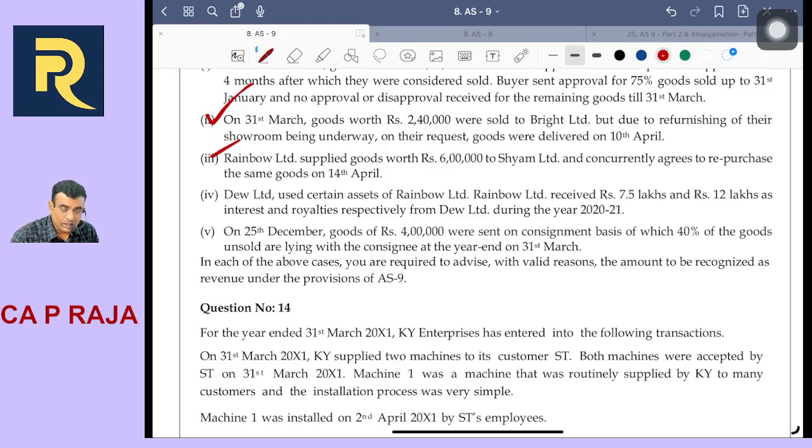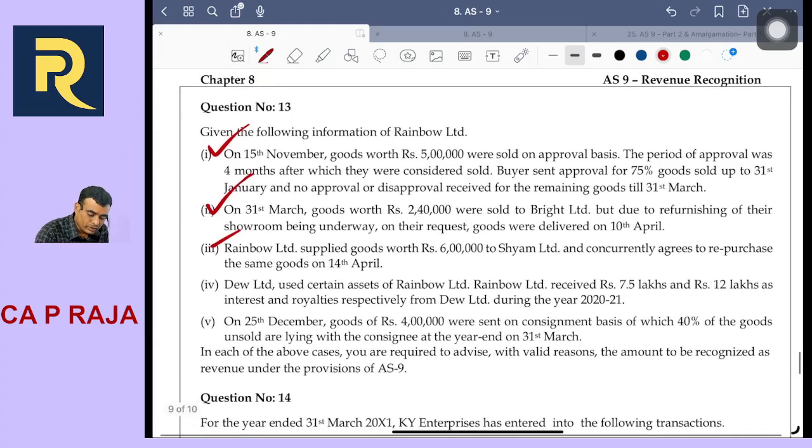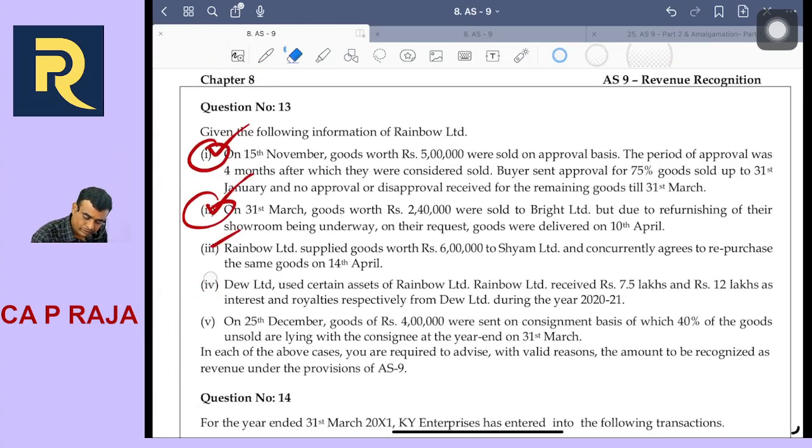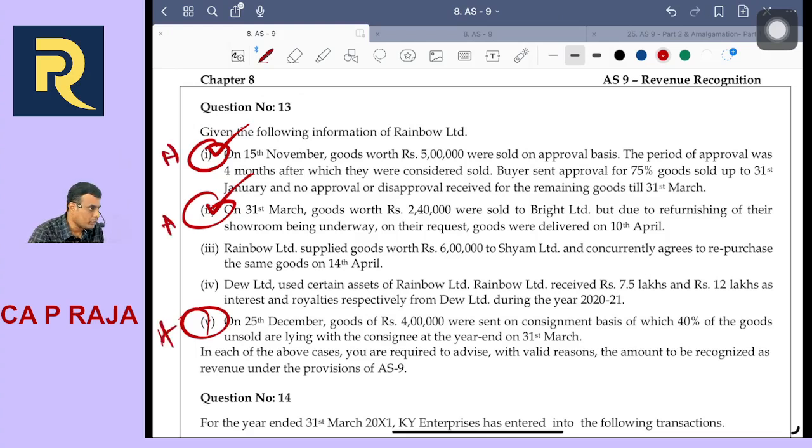On 25th December goods worth 4 lakhs were sent on consignment basis, on which 40% of goods are unsold, lying with the consignee at the end of the year. You know 4 lakhs into 40%, that will be goods with customer. Now what I suggest you, I like to take this as a homework question. But I like you people to write answers to these two questions.